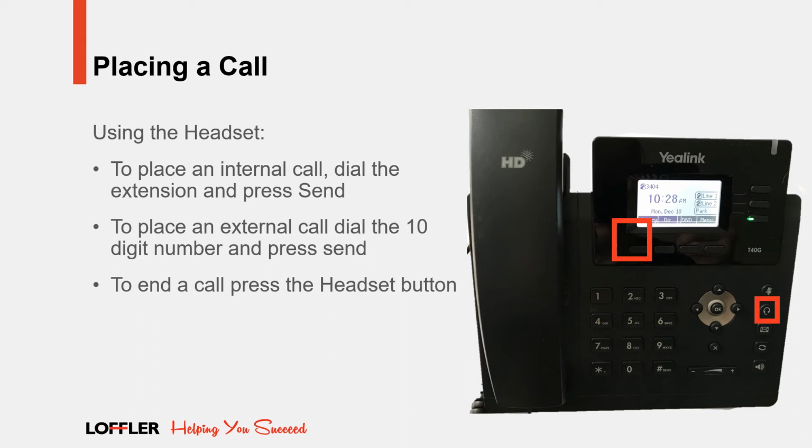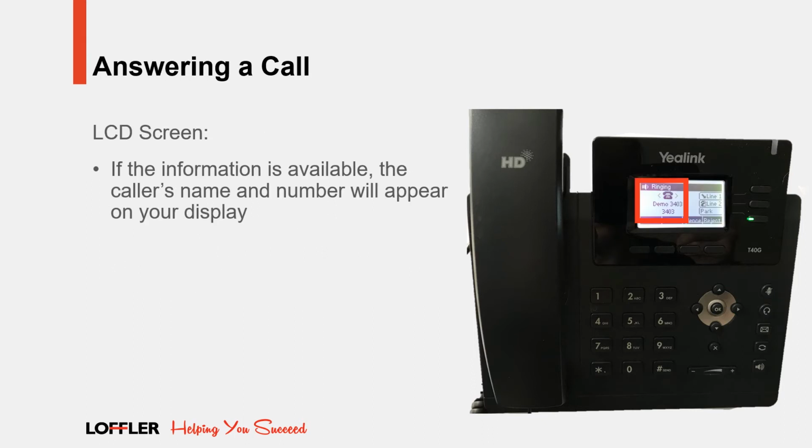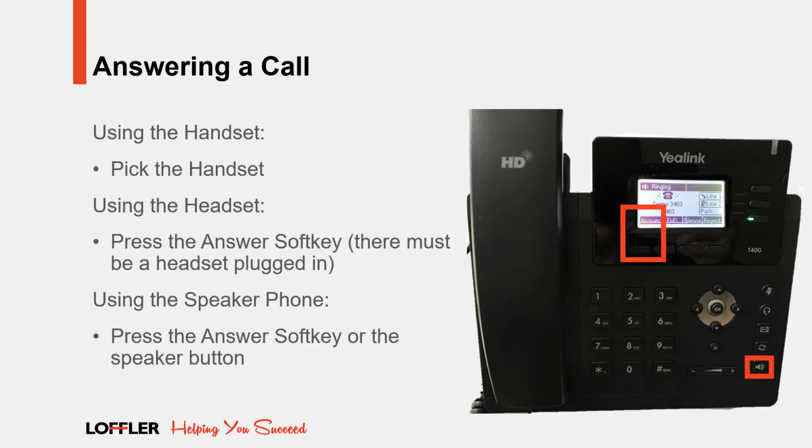To place a call using your headset, for an internal call, dial the extension and press Send. To place an external call, dial the 10-digit number and press Send. To end a call, press the headset button. If the information is available, the caller's name and number will appear on your display when you have an incoming call. To answer a call using the handset, pick up the handset. To answer with a headset, press the Answer soft key. There must be a headset plugged in for this to work.